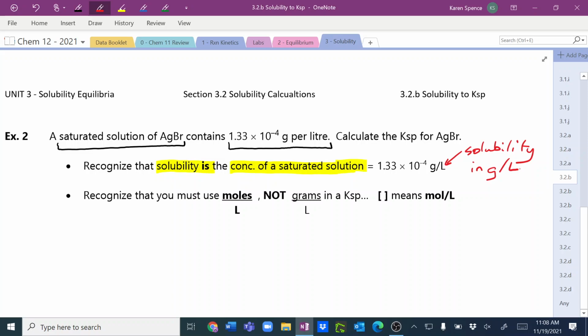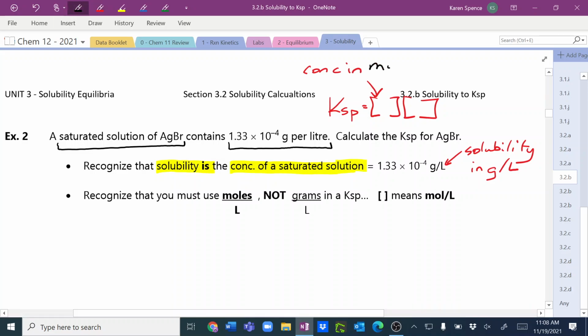The other thing you need to recognize, and this is easy to miss if you're on a quiz, is that in your KSP, remember KSP, we use these square brackets. What do square brackets mean? Concentration in what? Moles per liter. What that means is before we can solve for KSP, what do we need to do to our solubility? We need to convert it from grams per liter to moles per liter.